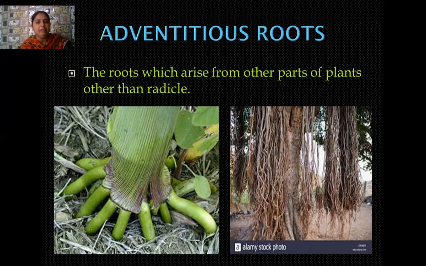So here I have written: the roots which arise from other parts of the plant other than the radicle are known as adventitious roots. Here two pictures are visible to us. One is of the maize plant and the other is of the banyan tree. These are the examples of adventitious roots. They have special names. I will discuss their special names later.